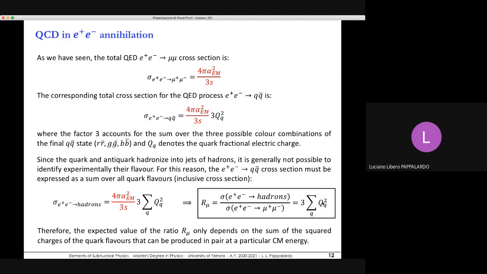And so, as you understand, it is pretty simple now to test this prediction experimentally. We just have to measure the two cross-sections, measure the ratio, and see if this corresponds to 3 times the sum of the squared charges. And in fact, this was done. But of course, this depends on the energy of your process.